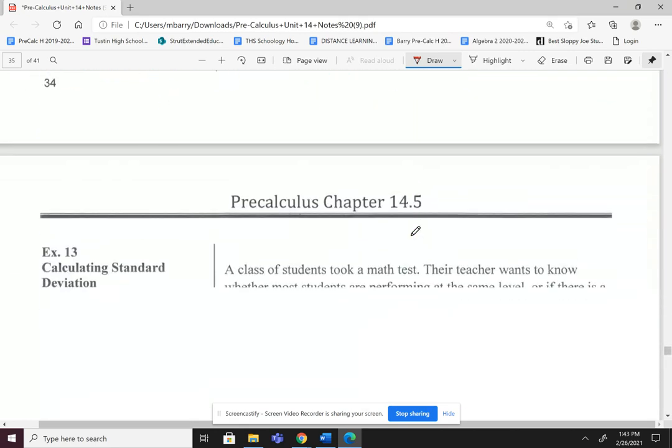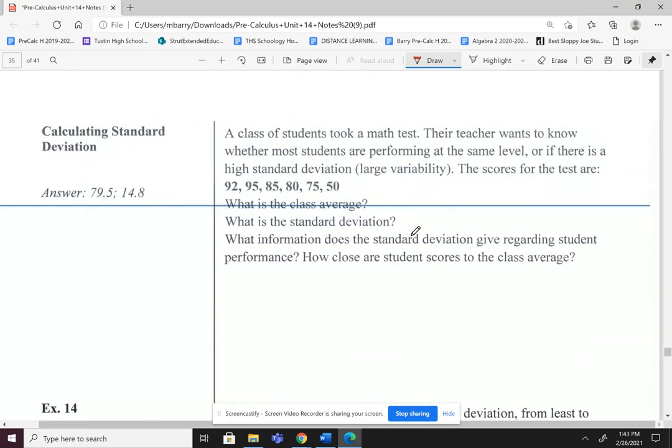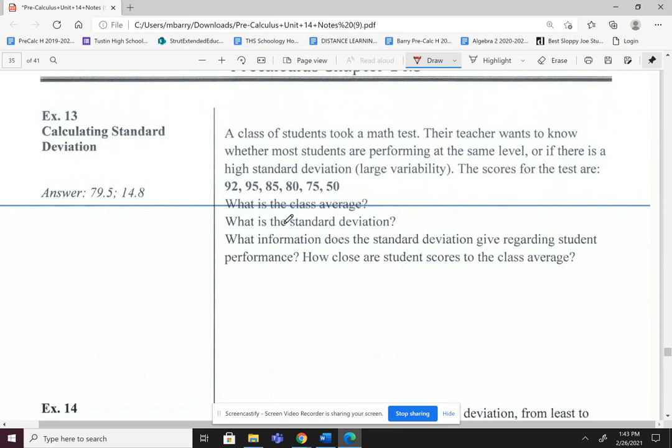All right, we already did this page in part 1 of the video, so let's head down here. All right, so we got this class of students who took the math test. A teacher wants to know whether most of the students are performing at the same level or if there's a high standard deviation, a large variability. So here are the scores. What's the class average? So we'll call that part A, class average. So we'll add everything up.